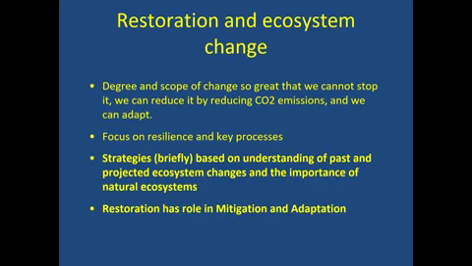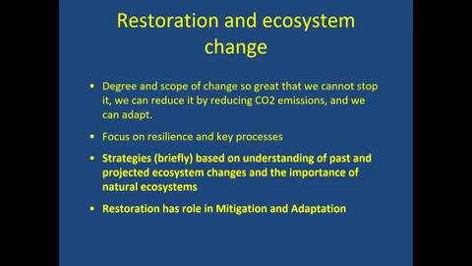So, restoration and ecosystem change. A few thoughts. The degree and scope of change that we're facing is so great that we cannot stop it. We can reduce it by reducing CO2 emissions, and we can adapt. So we can reduce the amount of change, and we can adapt to the changes, but we cannot stop it.